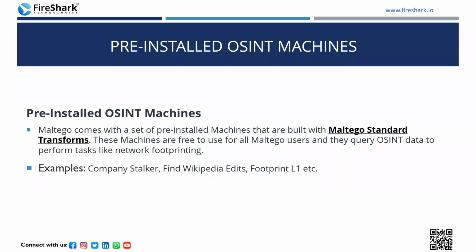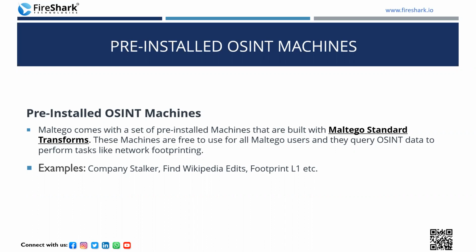First of all, start with pre-installed OSINT machines. What does pre-installed mean? You can understand with the word pre, like previous. Maltego comes with a set of pre-installed machines that are built with Maltego standard transforms. Means these machines are inbuilt, and we do not have to do anything for the transforms, they are inbuilt. And these machines are free to use for all Maltego users.